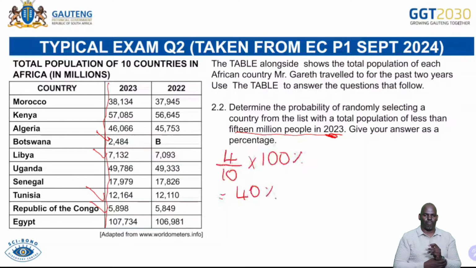Okay, probability is one of the easiest questions in the question paper, so you cannot afford to get it wrong as well. So in this case, the probability is 40%. If you had to leave it as 4 over 10, the examiner would not give you the total mark, because the examiner specified that the answer must be in the form of a percentage. Okay, then the next question.